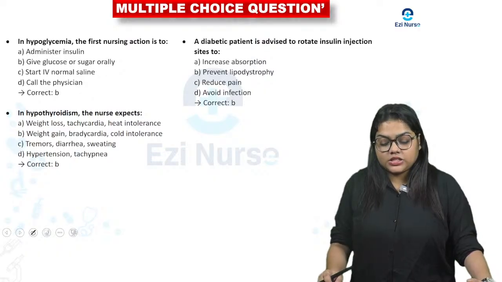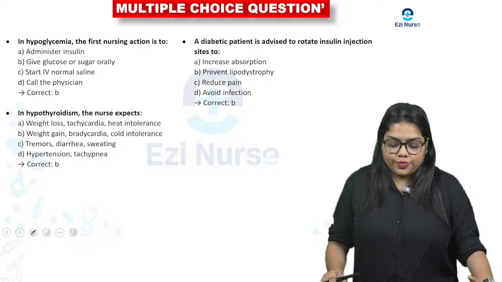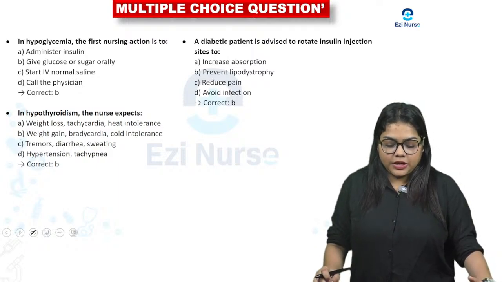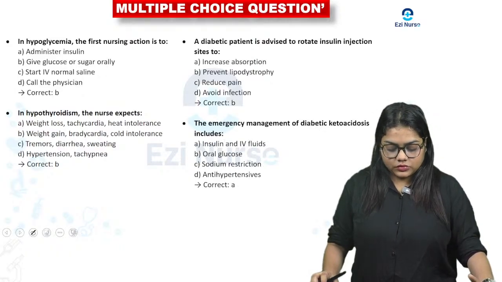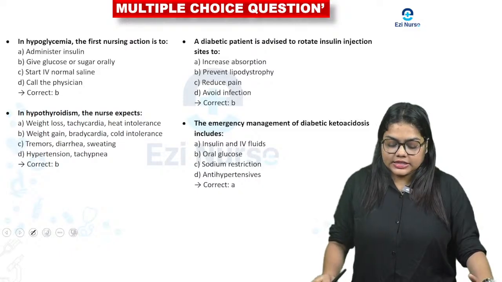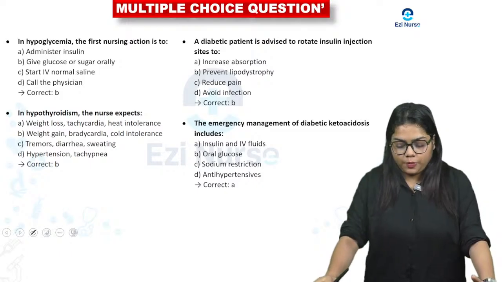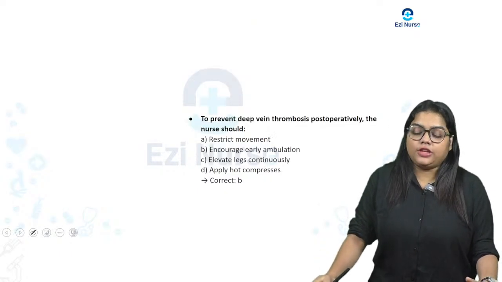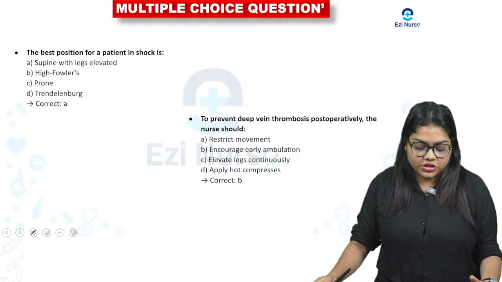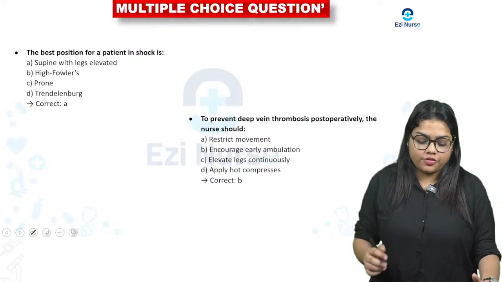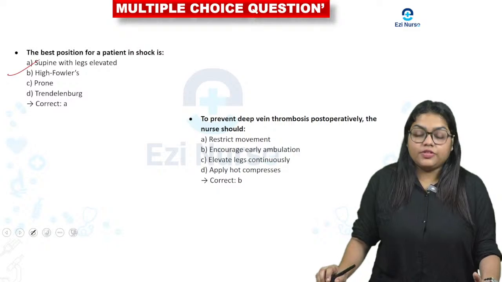Then a diabetic patient is advised to rotate the insulin injection site, for what? Option B, to prevent lipodystrophy. Next is, the emergency management of diabetic ketoacidosis includes insulin and IV fluids. The next question is, the best position of a patient in shock will be option A, which is supine with legs elevated.